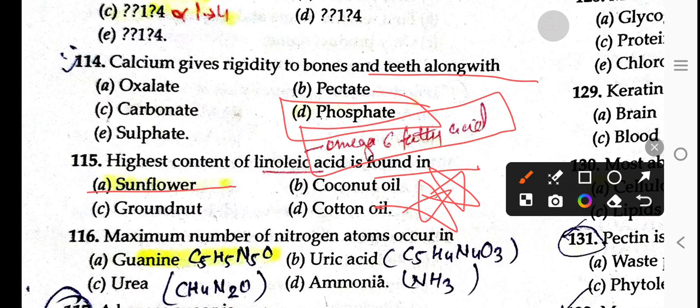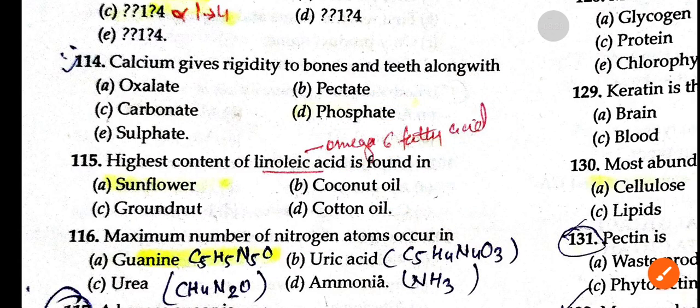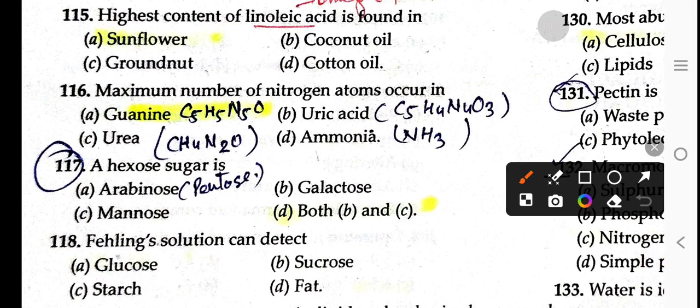The maximum number of nitrogen atoms occurs in, so you can see the formulas of these. Maximum nitrogen atoms are found in guanine. Option A is the right answer. A hexose sugar is, so it is both B and C. Arabinose is a pentose sugar, whereas galactose and mannose are hexose, 6 carbon containing sugars.